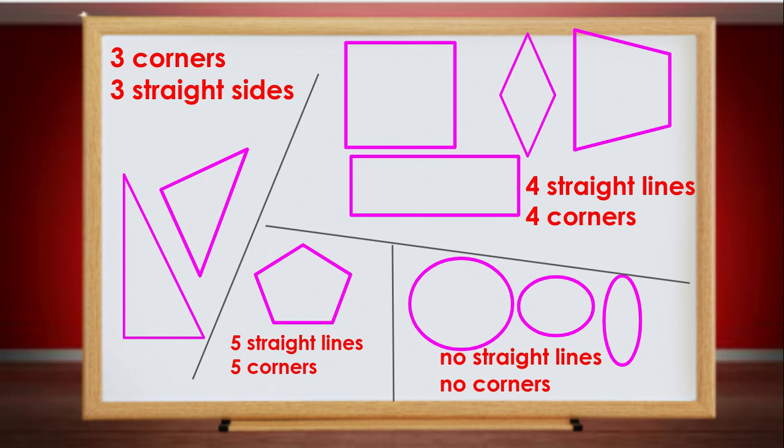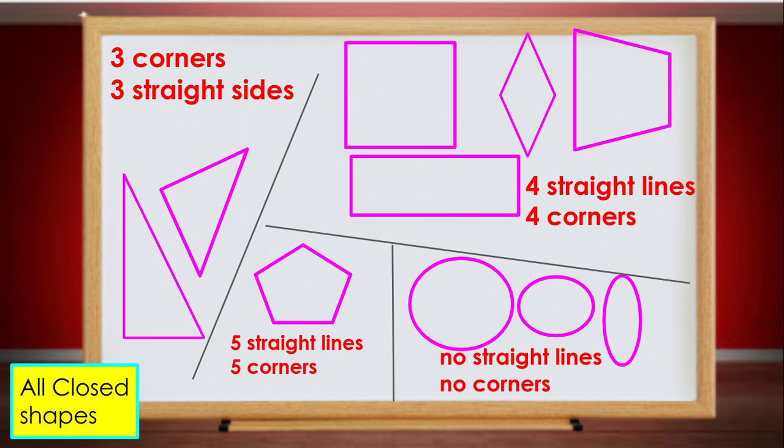Now let's look at all the shapes. There is something similar about all these shapes. And that is all the shapes have an attribute of closed shapes. None of these shapes have any open space. So they're in their own category of all closed shapes.